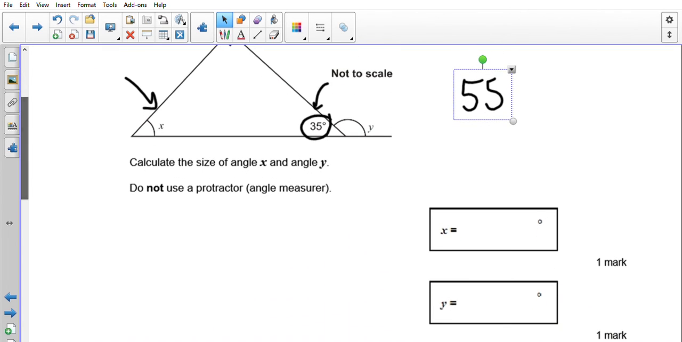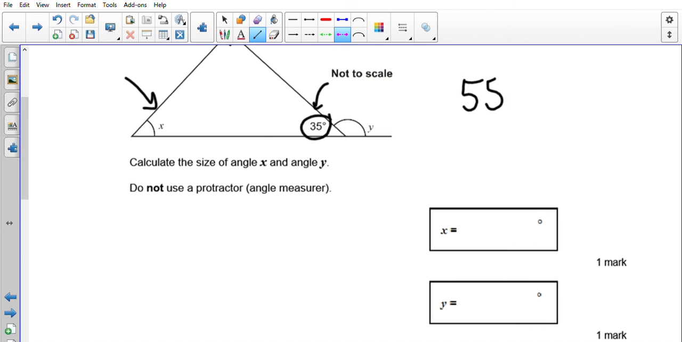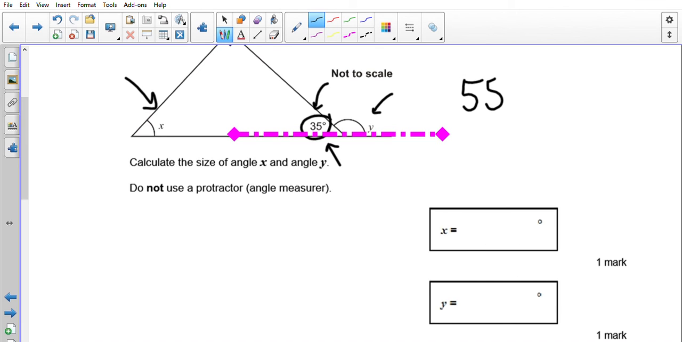The second part of this question is asking me for angle Y. We looked at this yesterday. We looked at angles on a straight line being 180 degrees. So here I've got 35, and then here for Y I have whatever else is left that would make that 180 degree angle. If I subtract 35 from 180, I will wind up with what I have for Y. So 180 subtract 35 is 145 degrees.